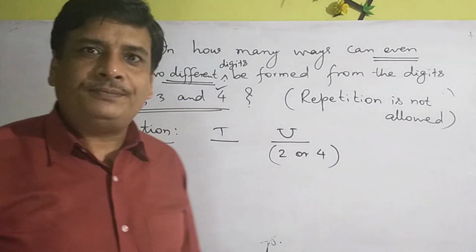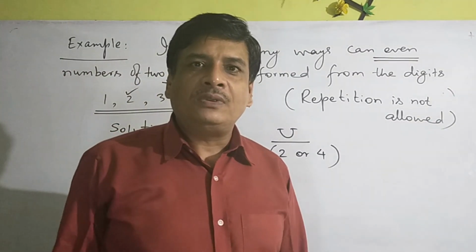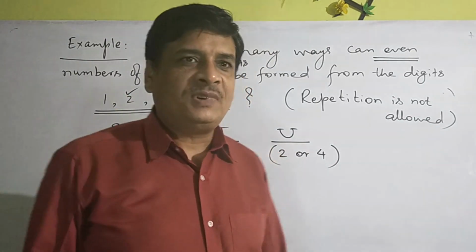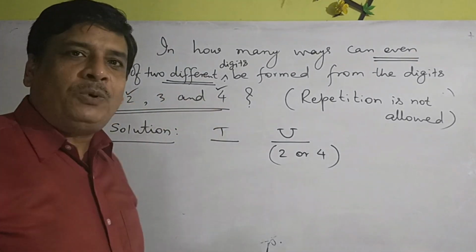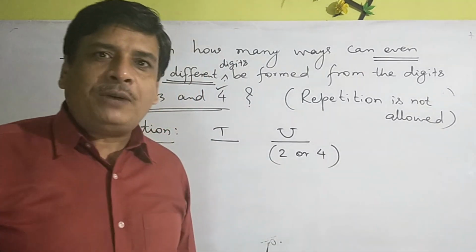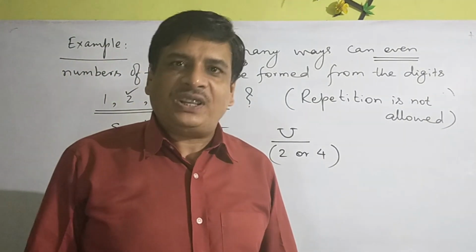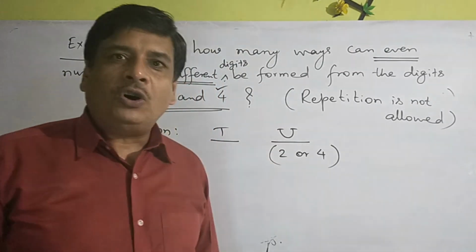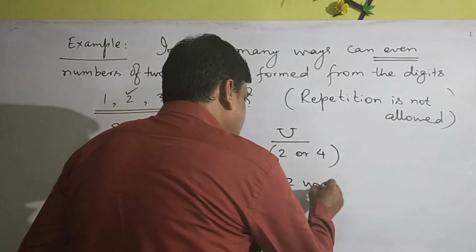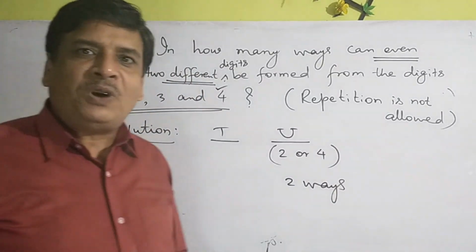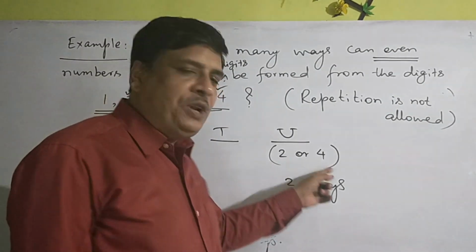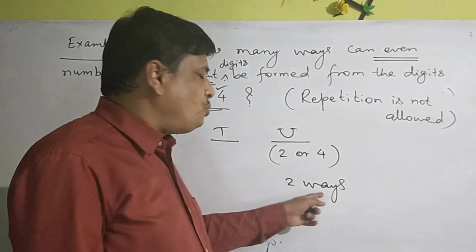This is a conditional question. The condition is the number must be even. And when the number is even, the units place must be even. The even digits in these 4 numbers are only 2 and 4. So the units place can be filled up in how many ways? Only in 2 ways. We have 2 choices, either 2 or 4 can be taken at the units place. By the addition principle of counting, we have multiple choices for the units place, 2 or 4, which means 2 ways.